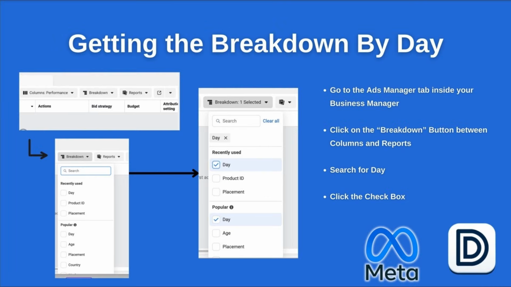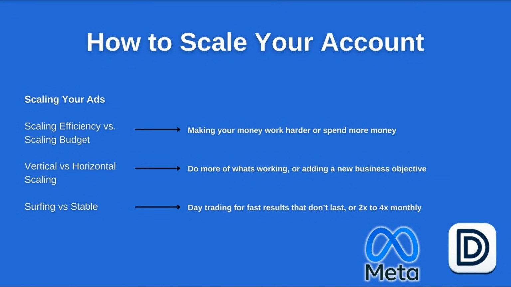So that being said, before I show you how to scale, I just want to break down how we actually get to the breakdown by day. And it's simple as this. Go to the Ads Manager tab inside your Business Manager, click on the breakdown button between columns and reports, search for day, and click the checkbox. That's it.